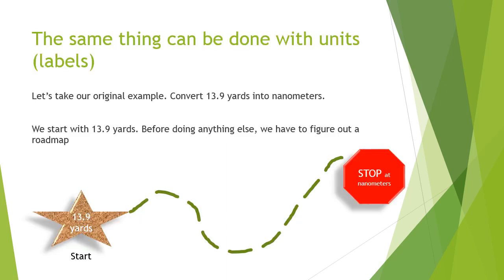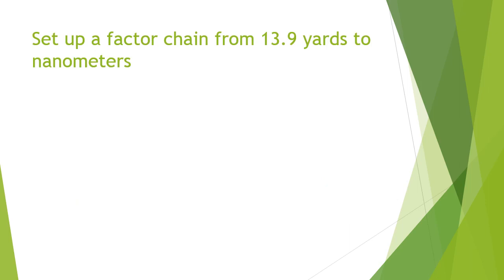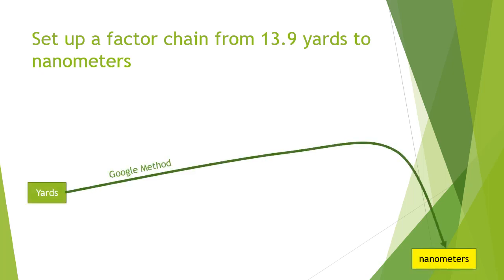So the same thing can be done with units or labels. Let's take our original example, which was to convert 13.9 yards into nanometers. So first we start with 13.9 yards, and before we do anything else, we have to figure out a roadmap to get to nanometers. So what we're going to do is set up a factor chain that starts at 13.9 yards and ends up at something nanometers. So we could do the Google method, which takes us directly from yards to nanometers, and if you knew that conversion, that's awesome, but it's unnecessary.